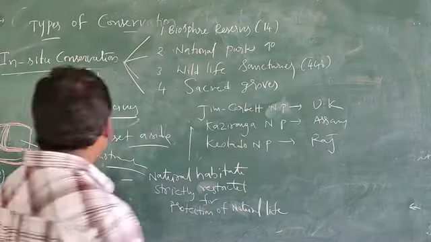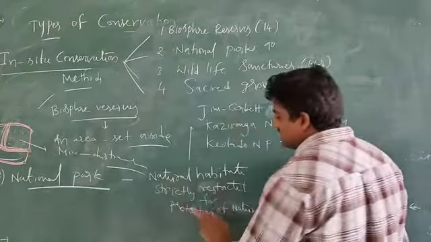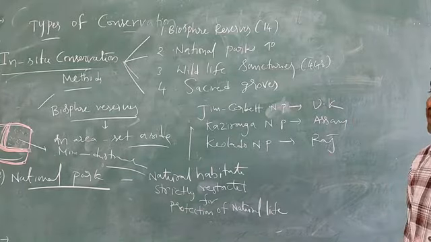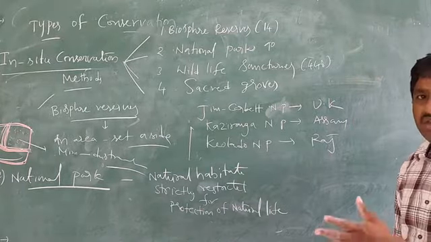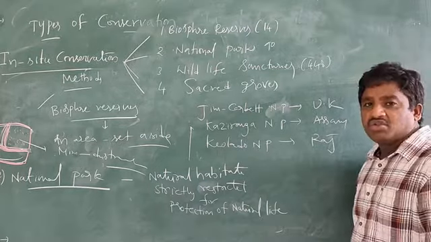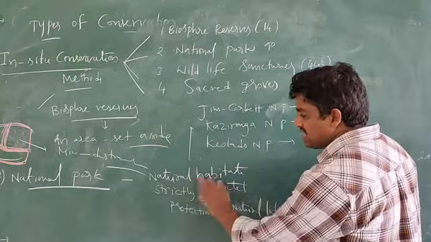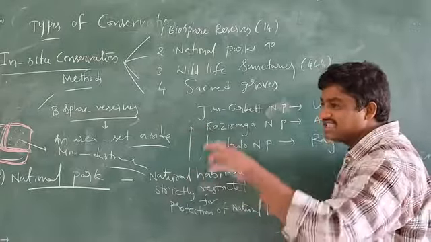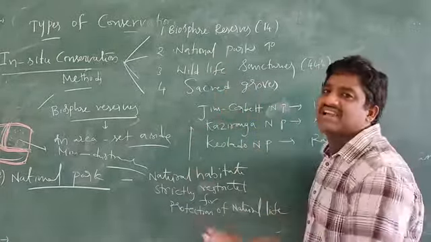Once again, this national park is an area, a natural habitat. Already you know this. What is a national park? You can see Ooty, Kodaikanal, where national parks are present. So in that area, it is a natural habitat region, and it is a completely, strictly restricted area.